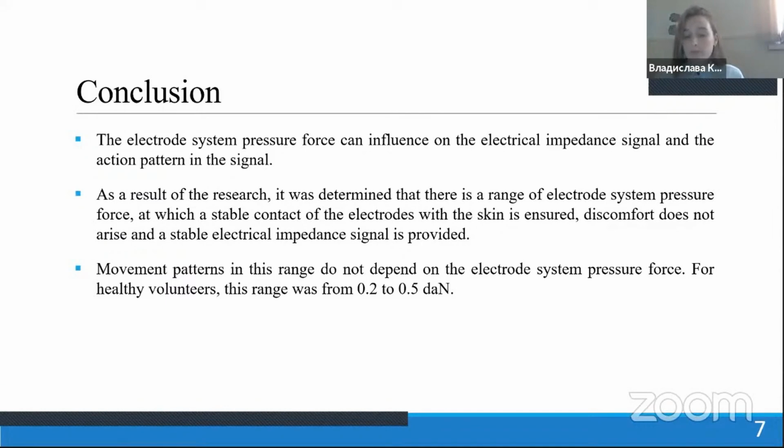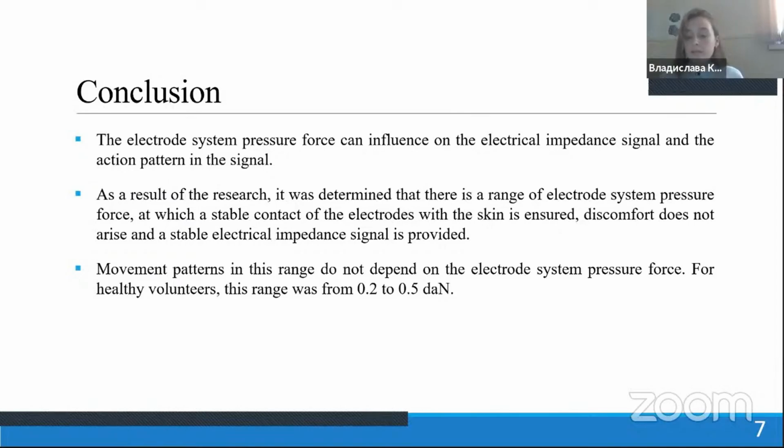To ensure proportional control, it is necessary to work with a stable signal, the change of which will slightly depend on the electrode system pressure force when performing action. As a result of the research, it was determined that there is a range of electrode system pressure force at which a stable contact of the electrodes with the skin is ensured, discomfort does not arise, and a stable electrical impedance signal is provided. Movement patterns in this range do not depend on the electrode system pressure force.